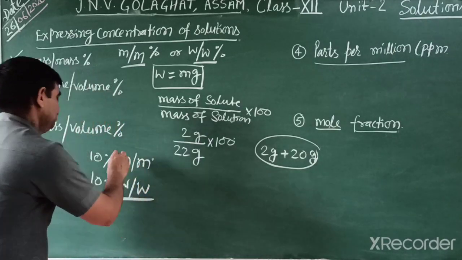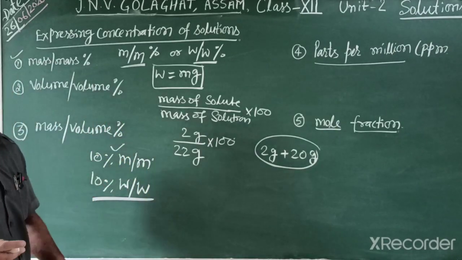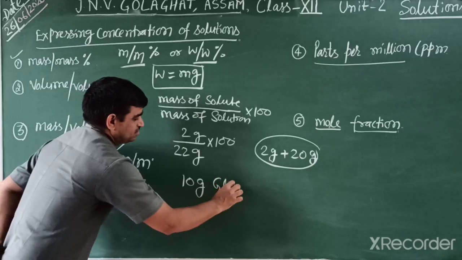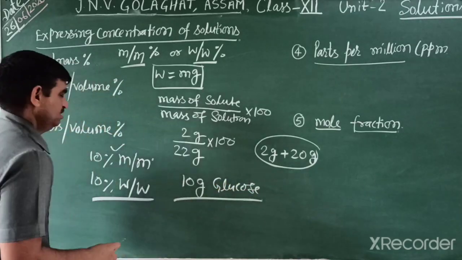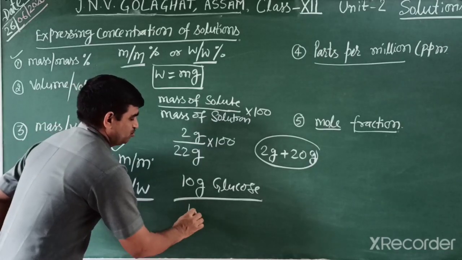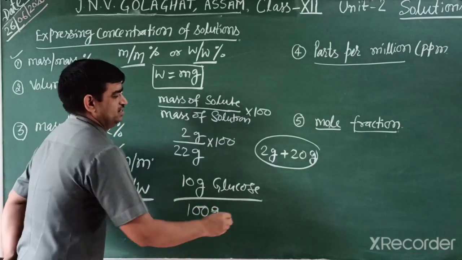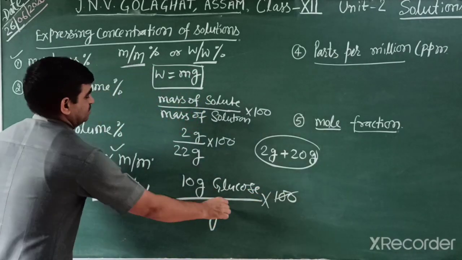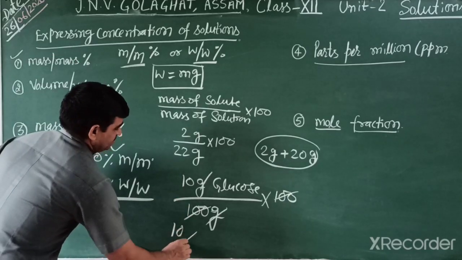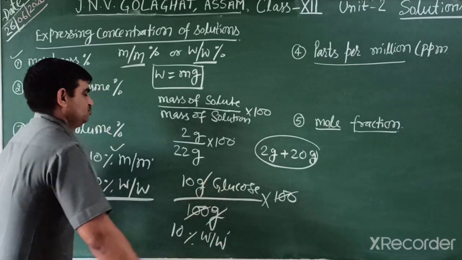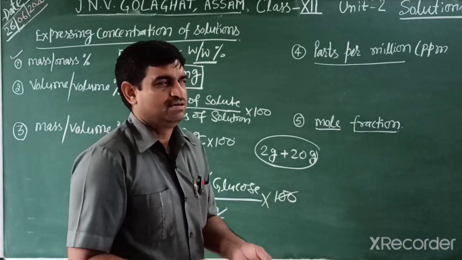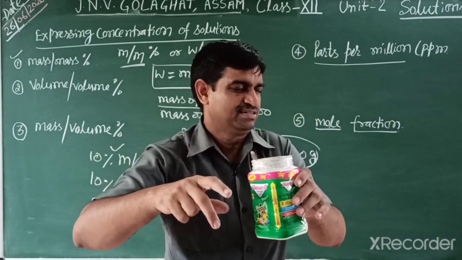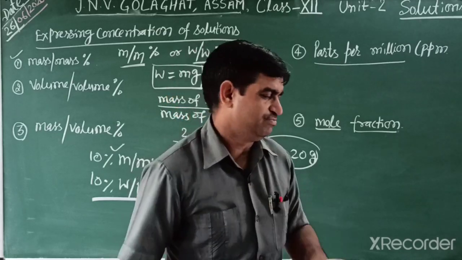Next point. When written in such a way, we take the percent in 100. So 10% means 10 gram of glucose dissolved in 100 gram of solution. The total mass of the solution is 100, into 100. So in this way we get 10%. Gram and gram cancel, and we get 10% weight by weight. So if you take 10 gram of glucose in 90 gram water, that solution is a 10% weight by weight solution.